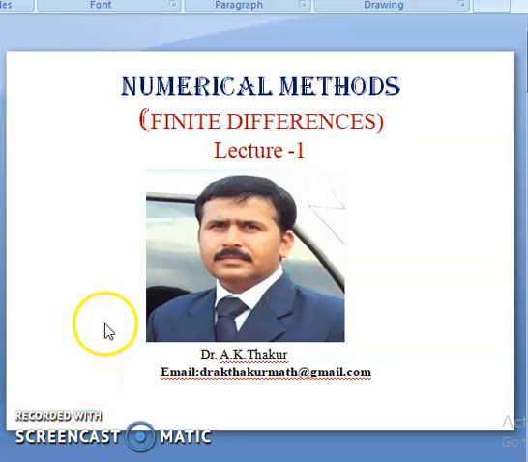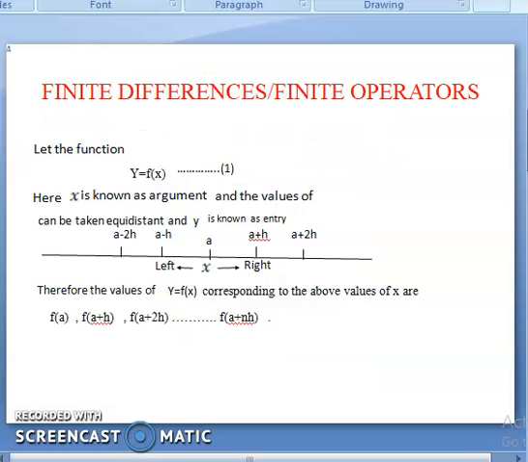Hello dear students, in the sequence of numerical methods, this is the first lecture on finite differences. So what is finite differences?